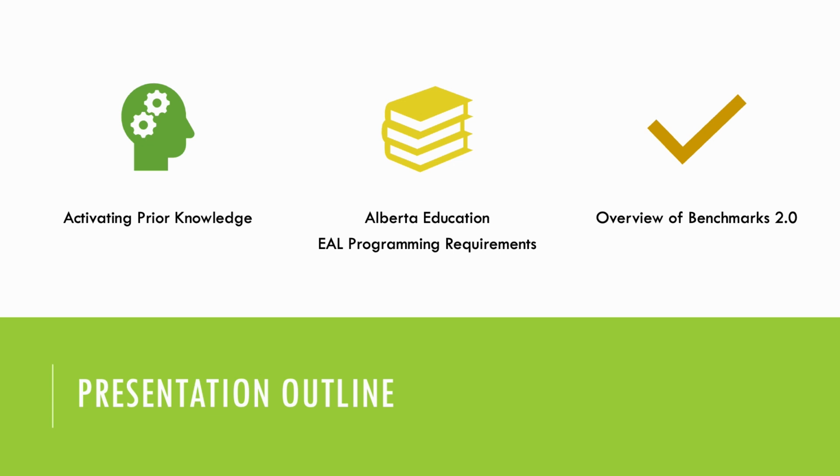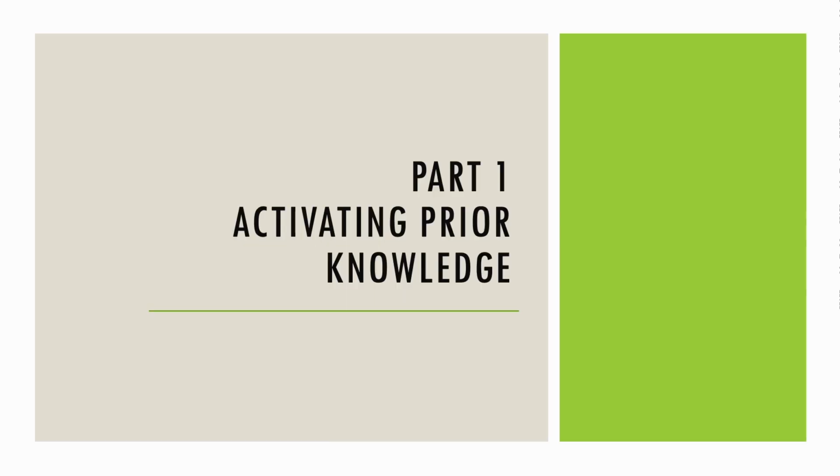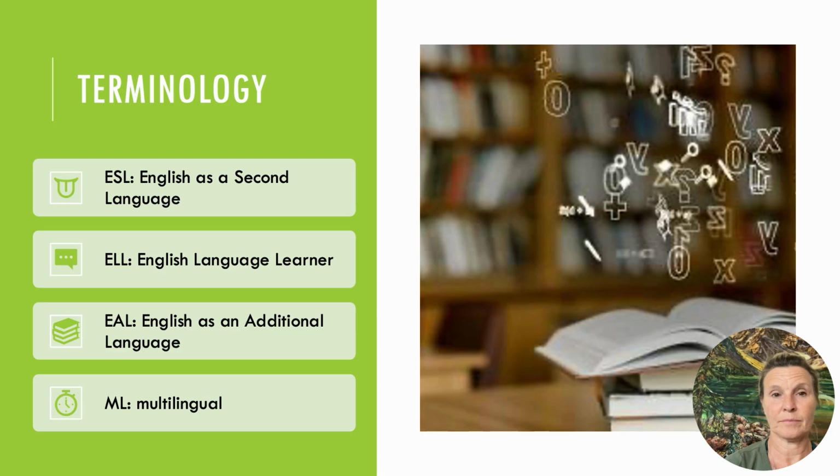This session will cover an activating prior knowledge activity, introduce the Alberta Education Annual Assessment requirements, and provide an overview of Benchmarks 2.0. The Benchmarks 2.0 can be found on Learn Alberta, on the Supporting English as an Additional Language Learners website. The URL is on the left. You can also do a quick Google search for Supporting English Language Learners Alberta, and the site should also come up. Please note that the document is a PDF and you can see it on the top right beside the picture. Part 1, Activating Prior Knowledge.